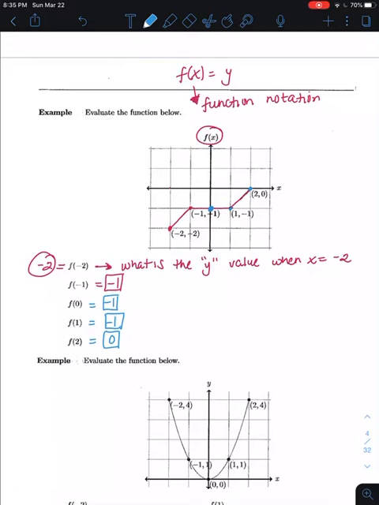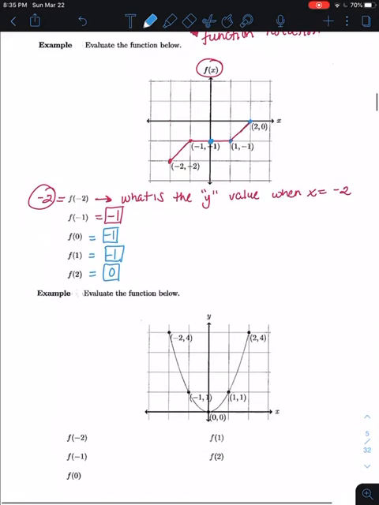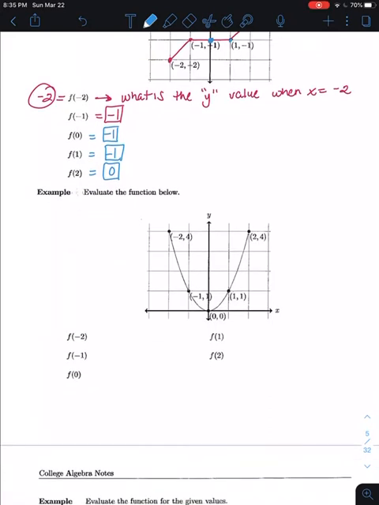So that's how you read function notation. That's how you answer the questions. What is the y value when x equals whatever's inside the parentheses? That's what you're given as your answer. So for f of -2, the y value is 4. This would be something where I will pause the video so you try them on your own, and then come back and continue on with me.